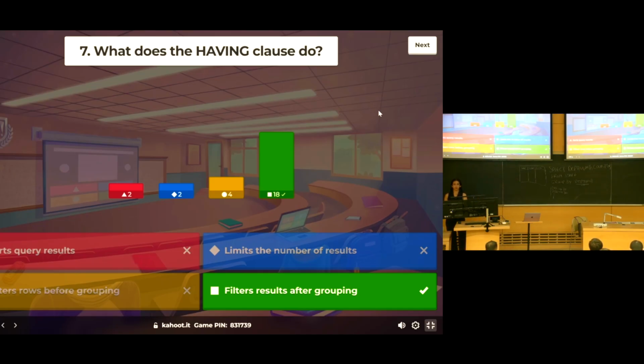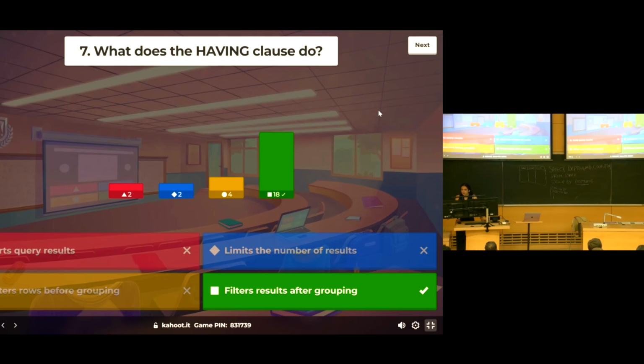Sort query results. What is the clause that sorts the query results? If I, for example, want to get the salary of employees in each department, sorted by salary from highest to lowest, what do you use? Order by, right? So order by sorts the results in ascending or descending order, whichever way we define, right?